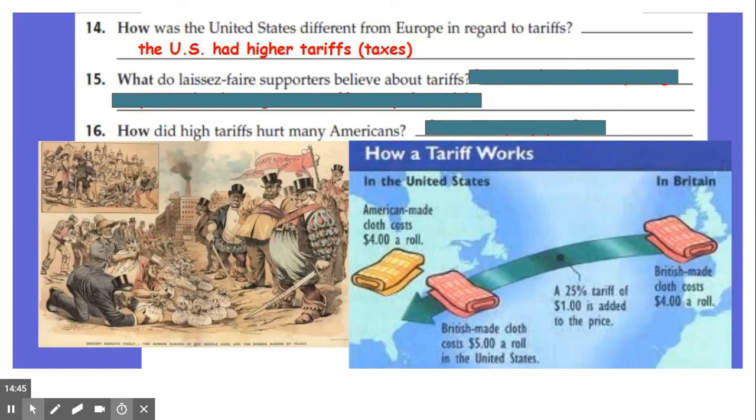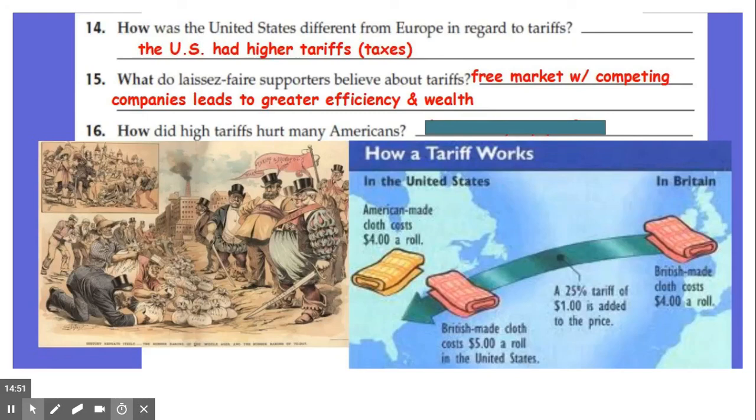What do laissez faire supporters believe about tariffs? Well, if they're a believer in free markets and competing companies leading to greater efficiency and wealth, for the most part, they probably would not necessarily be big supporters of these huge tariffs because it contradicts laissez faire.